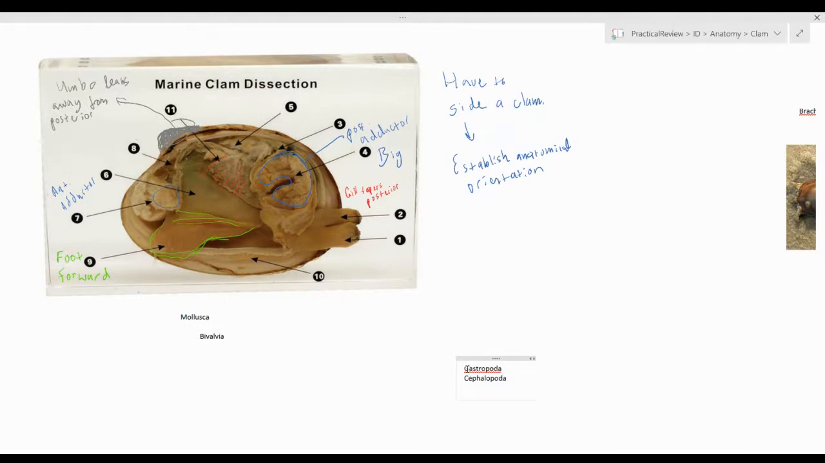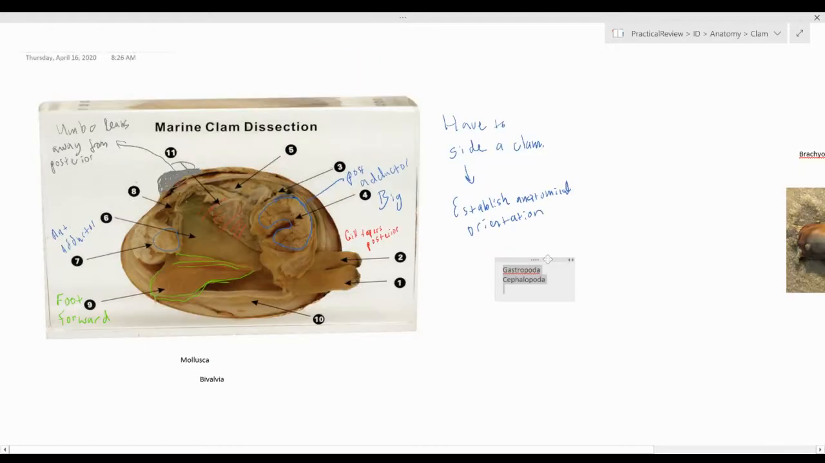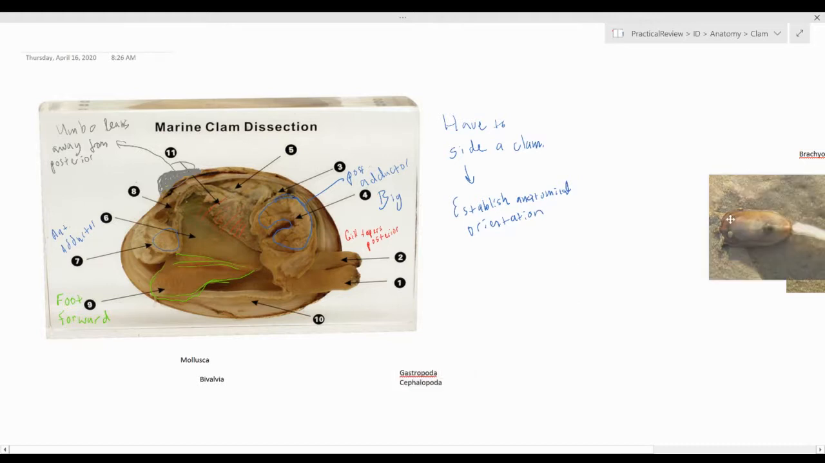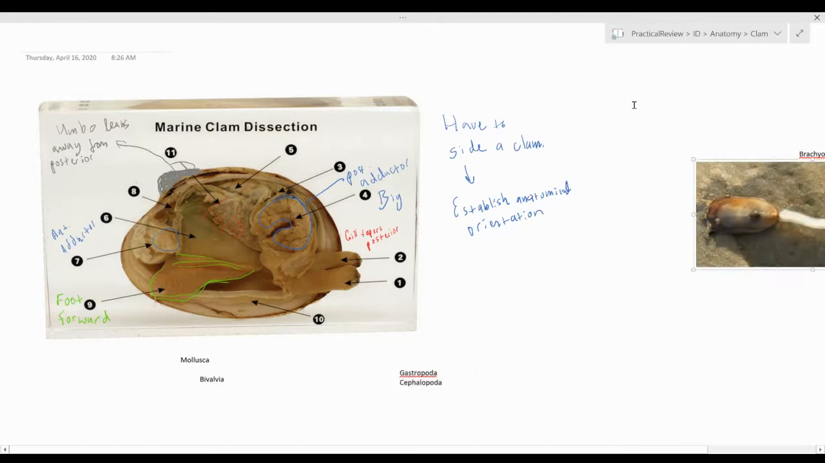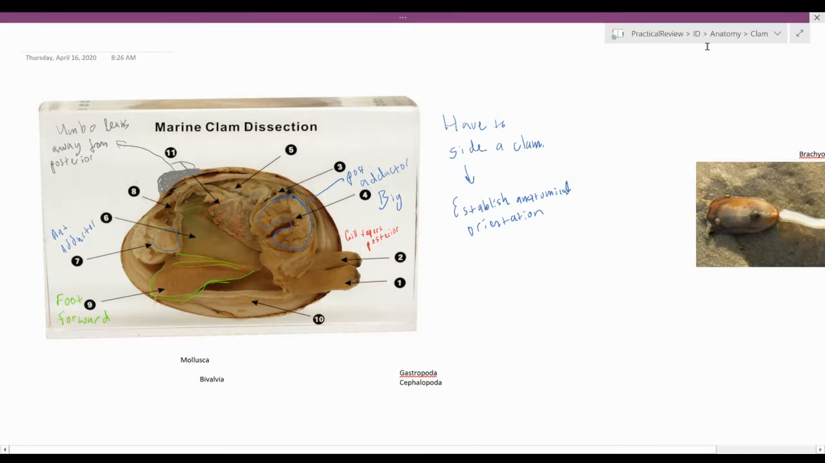Those come to mind. Gastropoda and cephalopoda, which are the snails and squids, octopuses, and all of those. So an octopus is more closely related to this clam than to this brachiopod. So that is an important lesson.